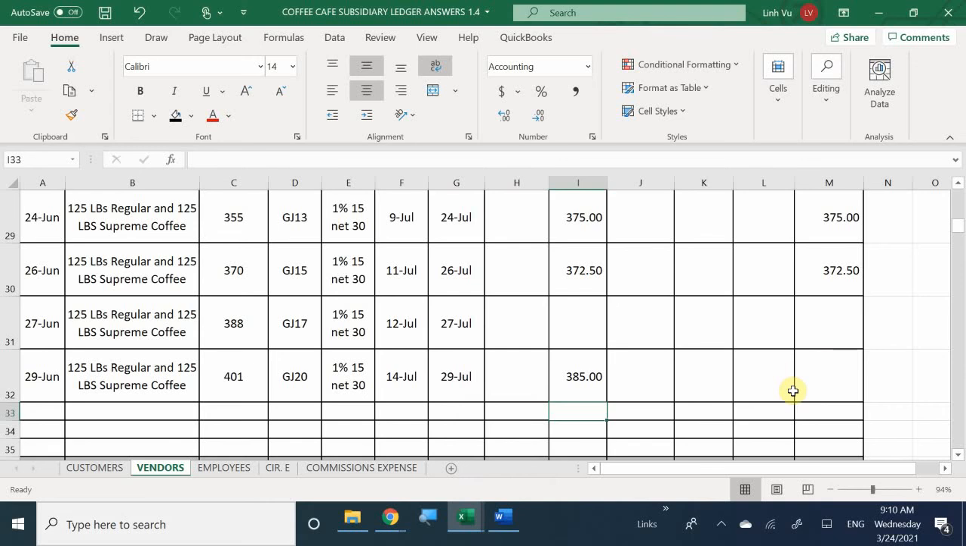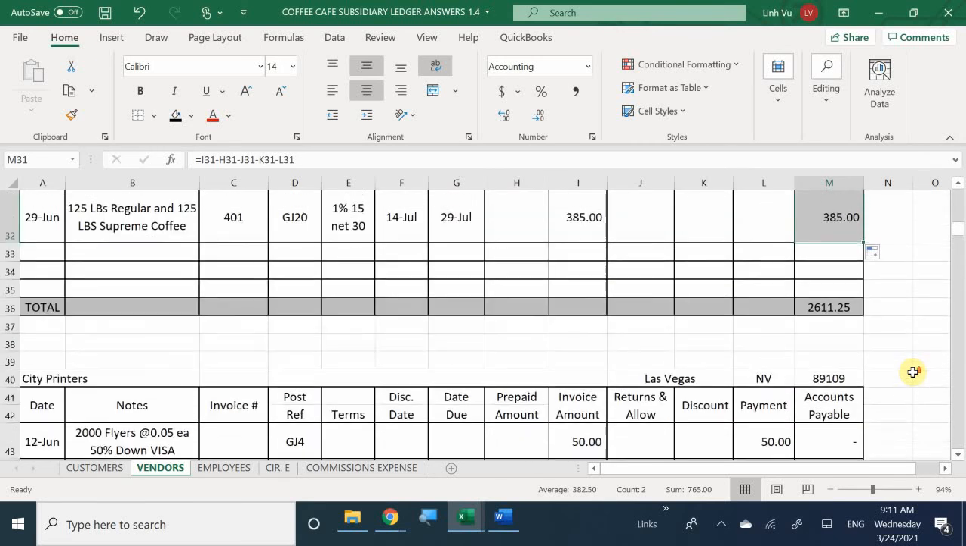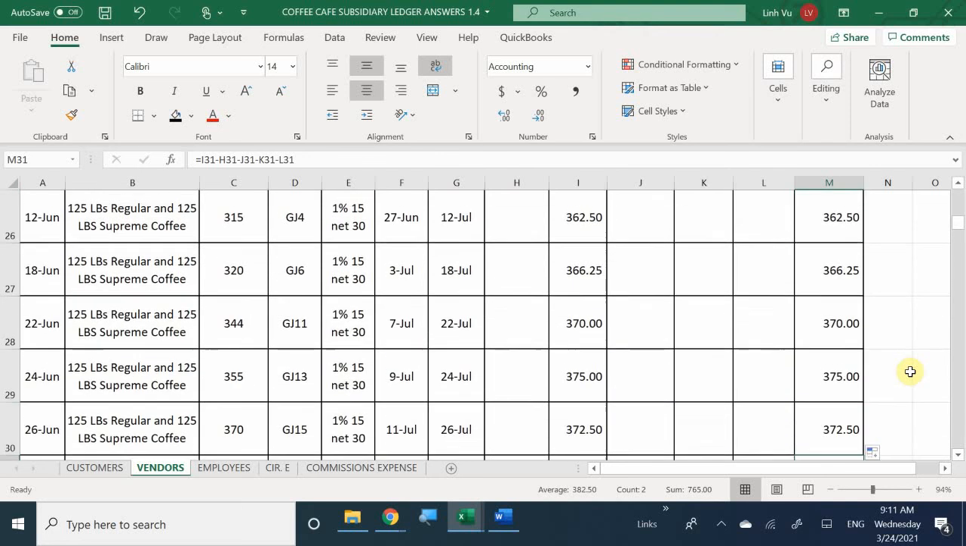The list June 27 amount is 380. I must have not saved this worksheet, or I just didn't remember to tally that in there, but thank you. So there goes 380 and then 385. Okay. So now we owe Atlas Coffee $2,611.